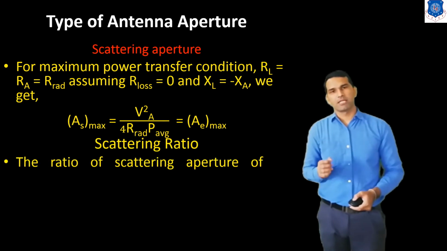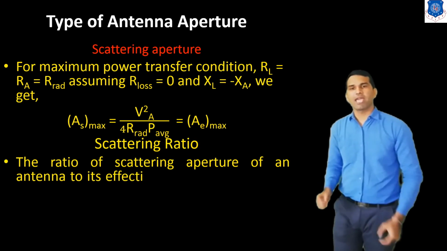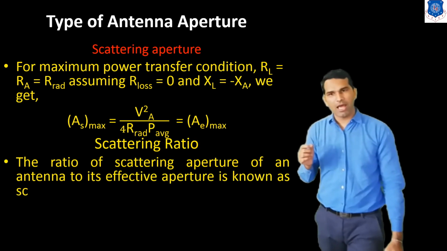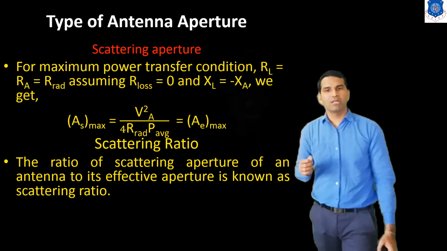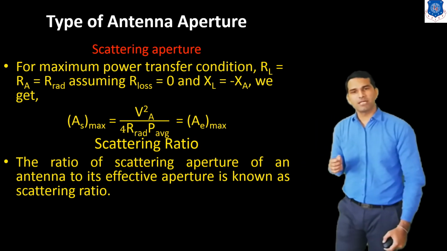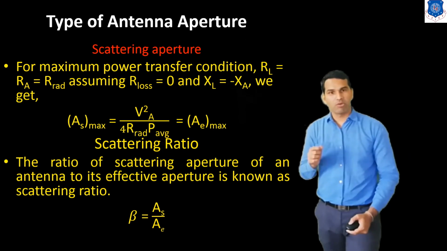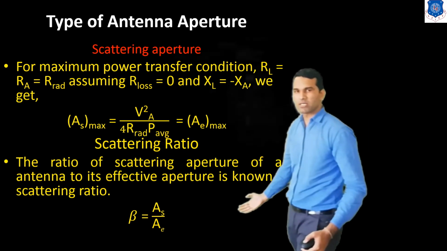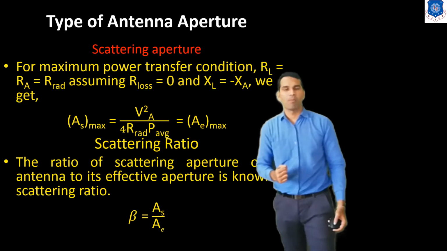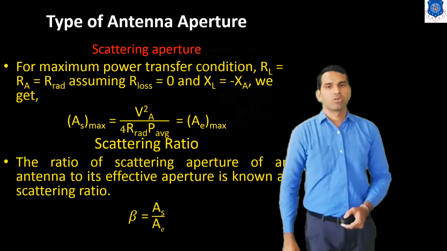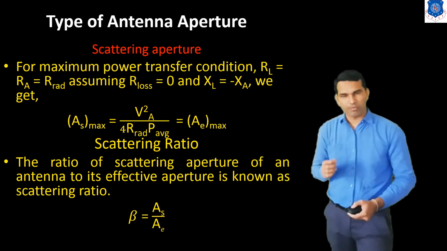Now the scattering ratio. The ratio of the scattering aperture of the antenna to its effective aperture is known as the scattering ratio. It is denoted by beta, and the equation is beta equals AS upon AE. So this is the scattering ratio.